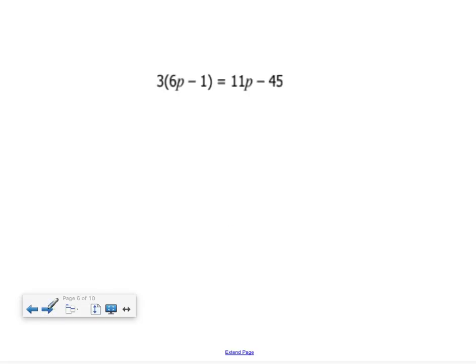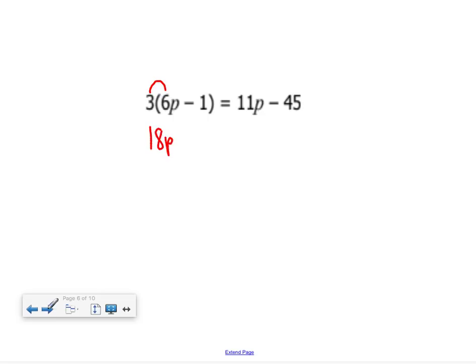Ooh, now they look a little more interesting. This is good. We can handle this. So, step 1, can I distribute? Yep, finally we can distribute. So I'm going to take this 3 and multiply it through. So 3 times 6p is 18p. 3 times negative 1 is negative 3. 10 equals 11p minus 45. So we just did step 1. Step 2, simplify. Can I simplify anything over here? Nope. What about over here? Nope. Okay. So step 2 is done.